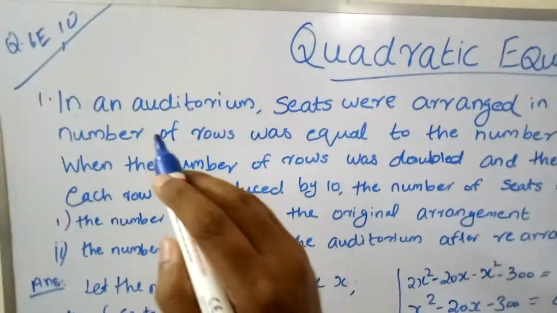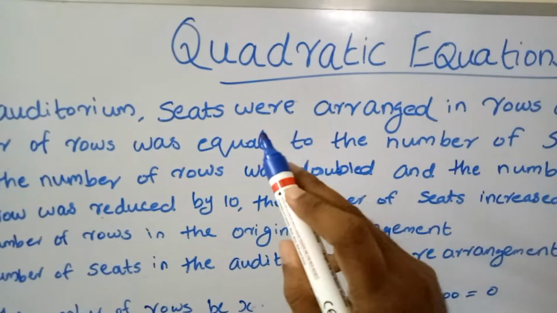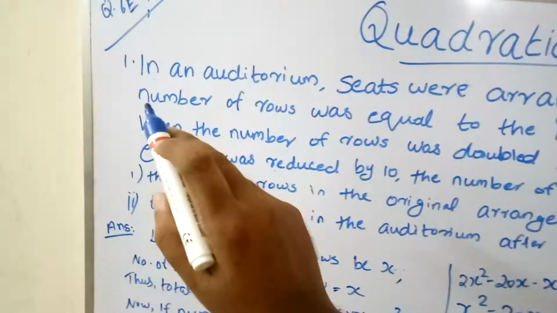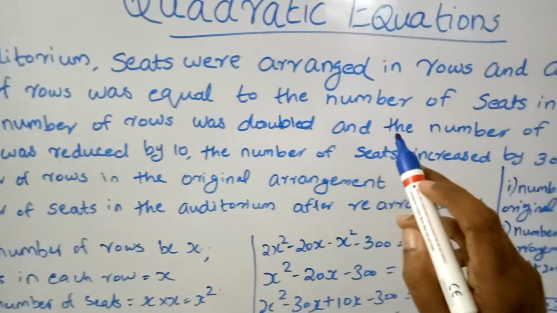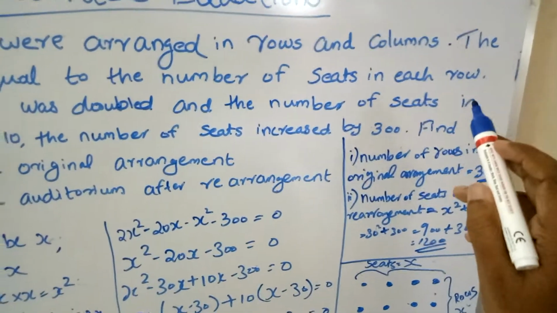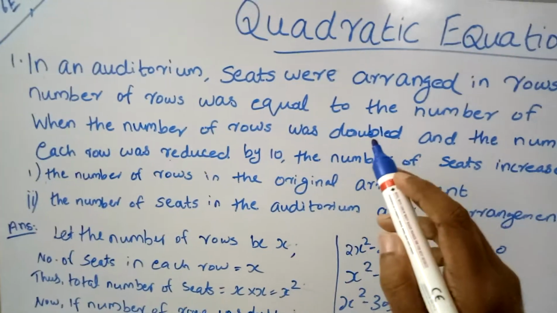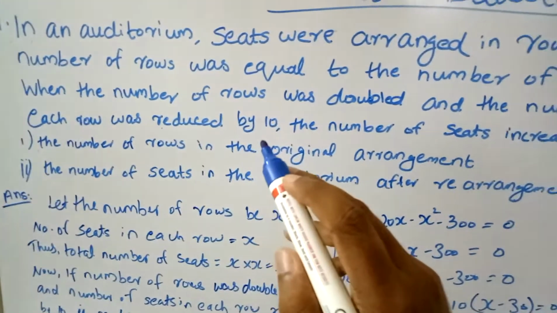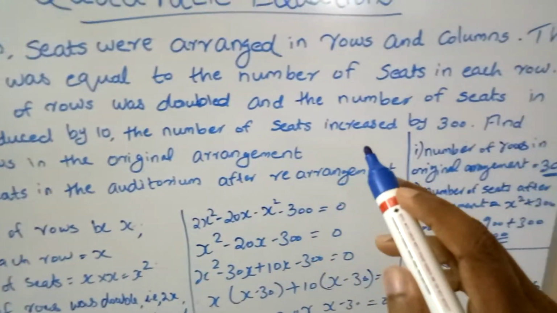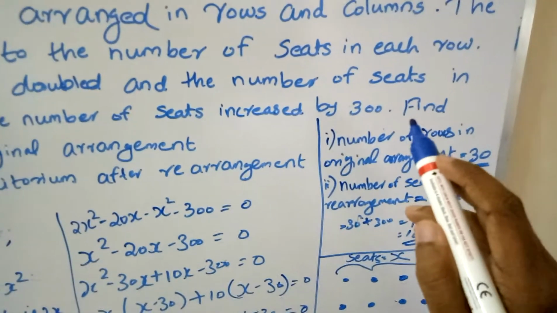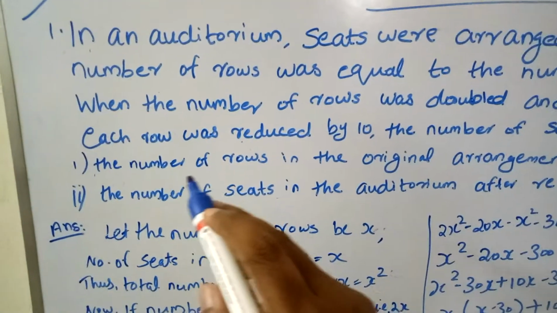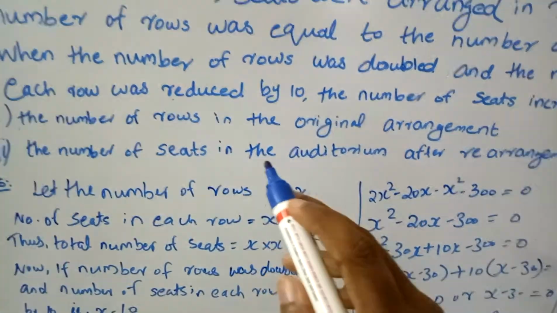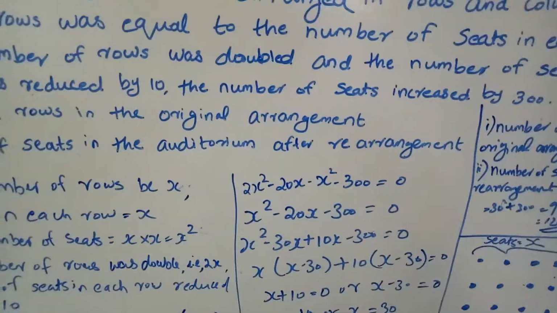The question is: in an auditorium, seats were arranged in rows and columns. The number of rows was equal to the number of seats in each row. When the number of rows was doubled and the number of seats in each row was reduced by 10, the number of seats increased by 300. Find the number of rows in the original arrangement and the number of seats in the auditorium after rearrangement.